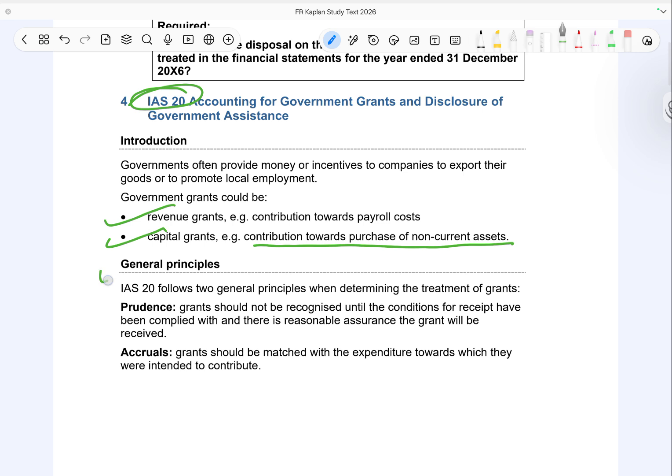Okay, so now the general principles. IAS 20 follows two general principles when determining the treatment of grants. Prudence: grants should not be recognized until the conditions for receipt have been complied with and there is reasonable assurance that the grant will be received. So unless you are completely sure that the grant will be received, you cannot recognize it in your statements.